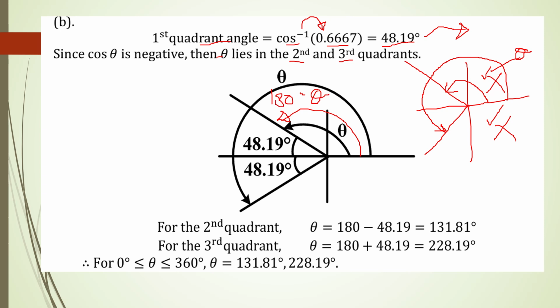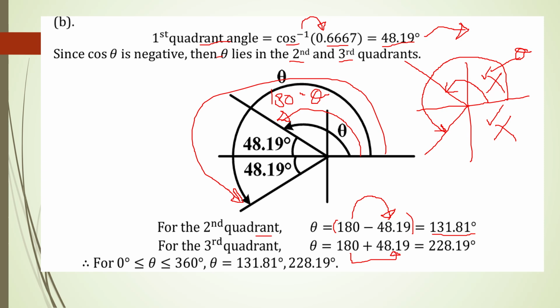And to get angles in this quadrant, we made a summary, and we said that this is going to be 180 plus theta. So for the second quadrant, or for the first angle, it's going to be 180 minus theta, which is the same as 180 minus 48.19 degrees. And if you put it in the calculator, you're going to end up with 131.81 degrees.